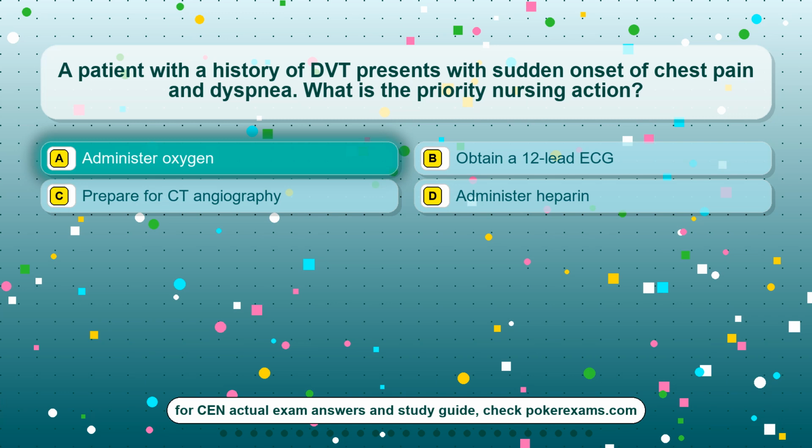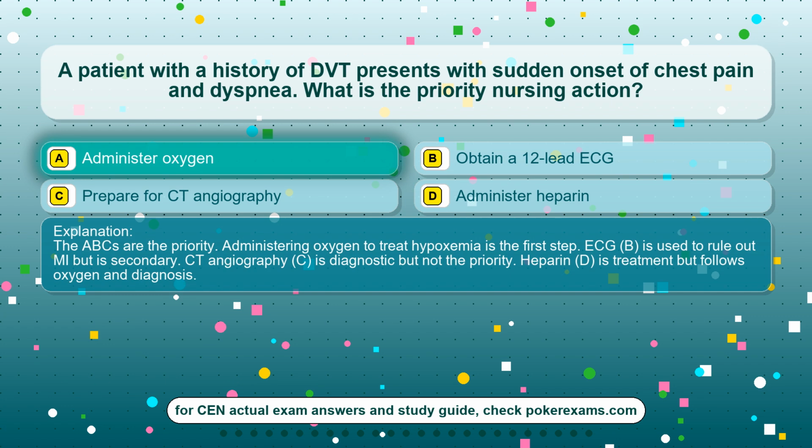The correct answer is option A. Administer oxygen. The ABCs are the priority. Administering oxygen to treat hypoxemia is the first step. ECG, B, is used to rule out MI but is secondary. CT angiography, C, is diagnostic but not the priority. Heparin, D, is treatment but follows oxygen and diagnosis.